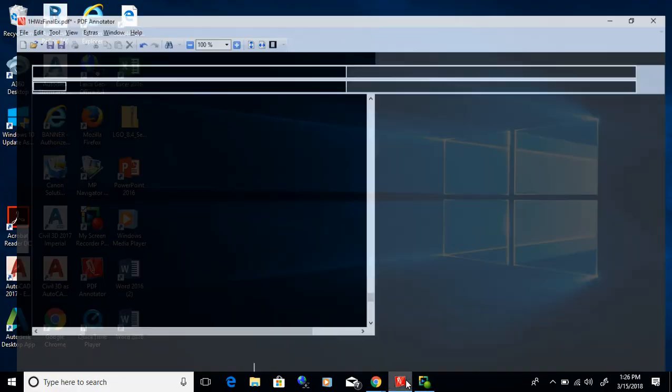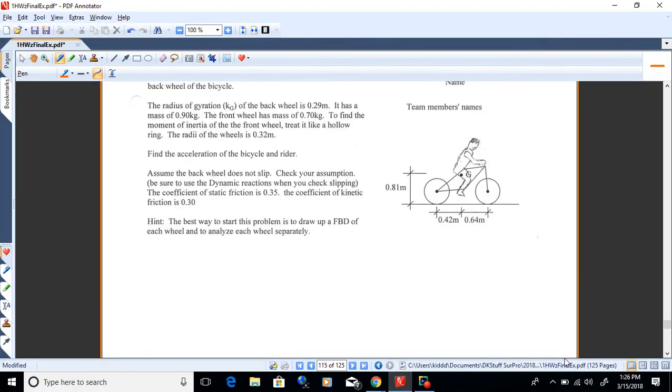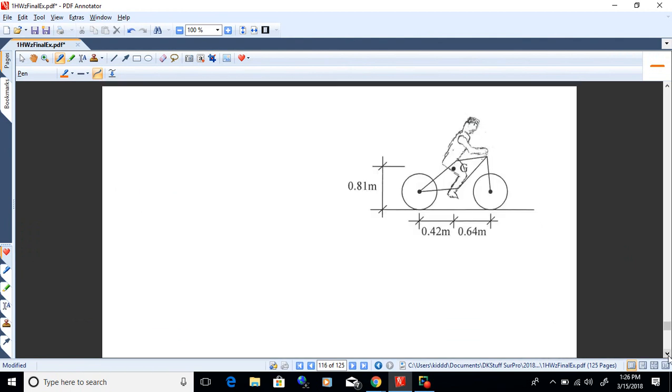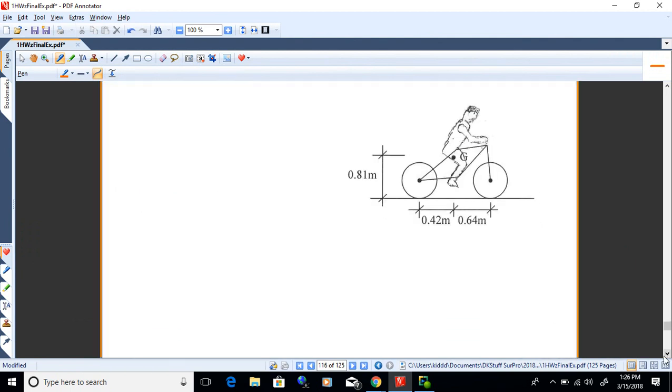All right, y'all got free body diagrams? Okay, because I was noticing maybe half the people don't, which is not really great. But let's have a look. Okay, we're doing free body diagrams of wheels, right?